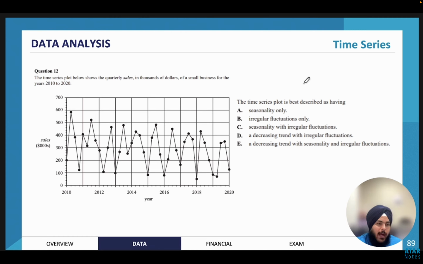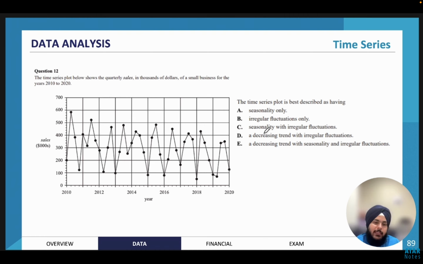So for the financial section, before we move on, we'll just look at this particular question. Here we're asked to determine what the pattern is. What we can see is a pattern where we're going up and down, and up and down, and up and down every single year.